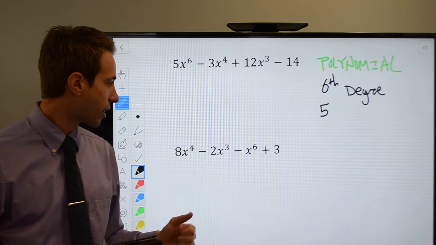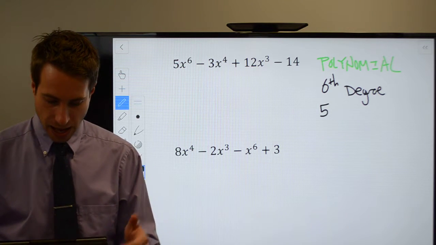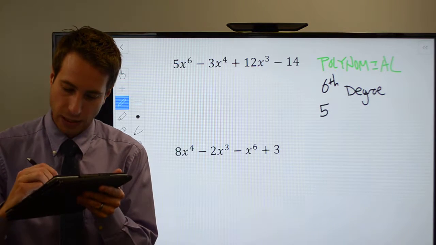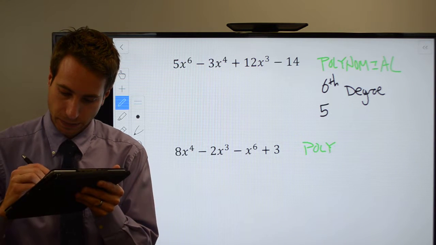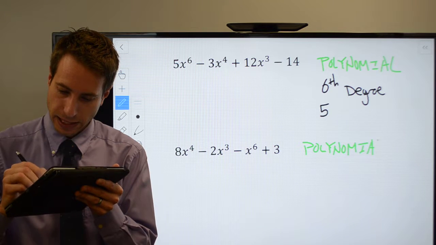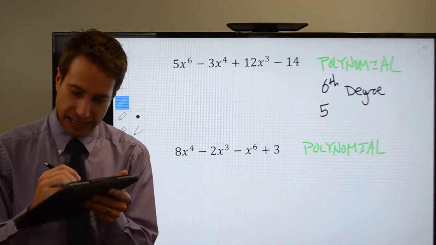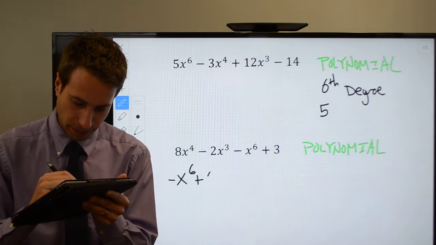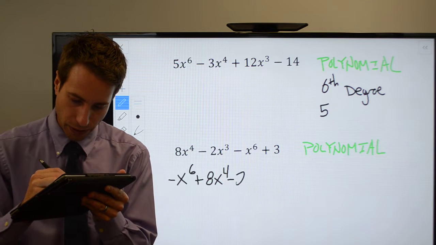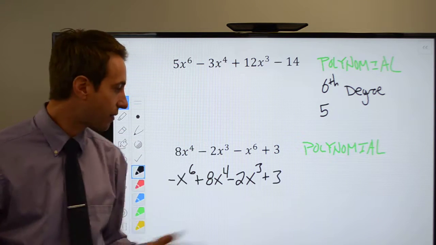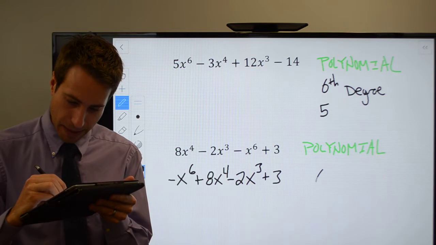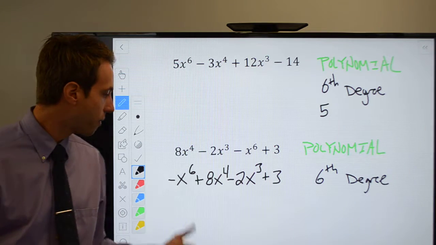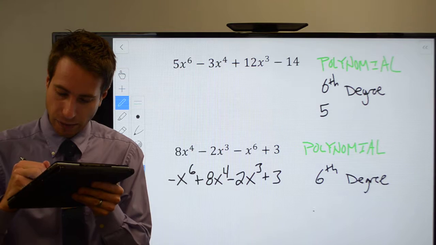Okay, let's take a look at the last one. X, x, x. I've got all x's. I don't have any radicals. I don't have division by a variable. I don't have any negative exponents. So once again, yes, this is a polynomial. It is not in descending order. Negative x to the 6th, 8x to the 4th, 2x to the 3rd. Once I've got it in standard form, I can quickly see that I am a 6th degree polynomial, and my leading coefficient is a -1. That's a -1 out front.